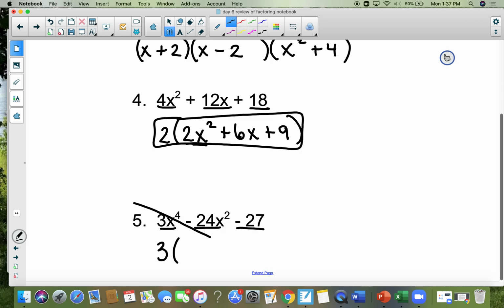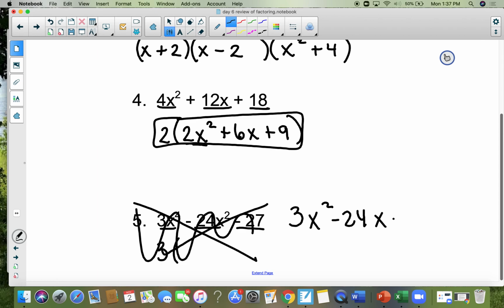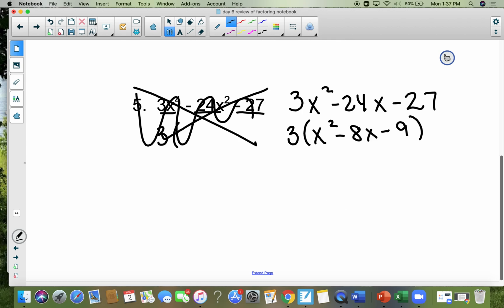You know what? You're not going to learn this one. I'm not going to do this one. Let's make it 3x squared minus 24x minus 27. Let's do that one instead. They all have a 3 in common. x squared minus 8x minus 9. So I took out the GCF, which was 3.